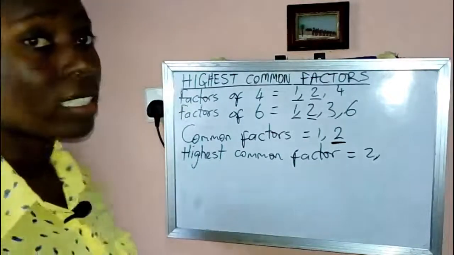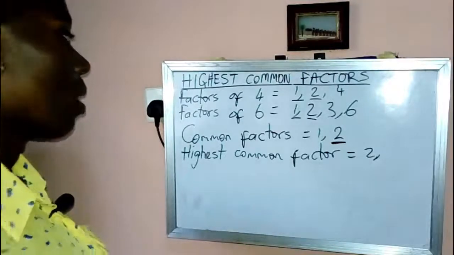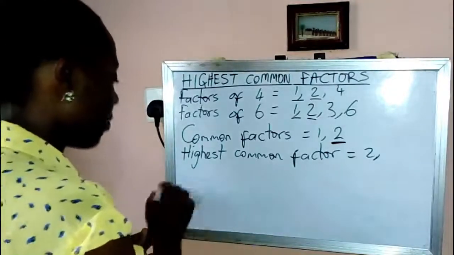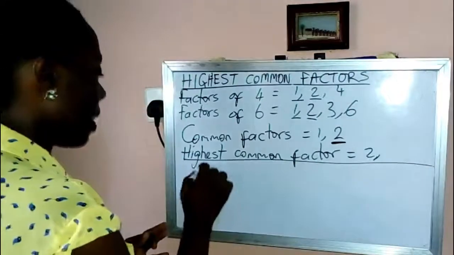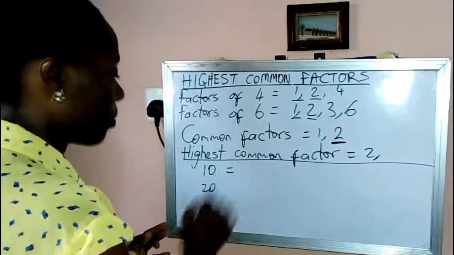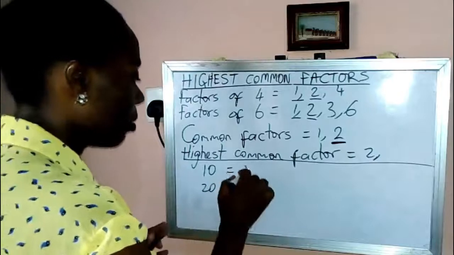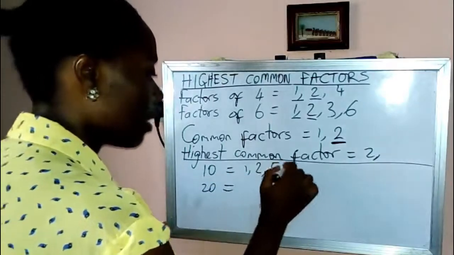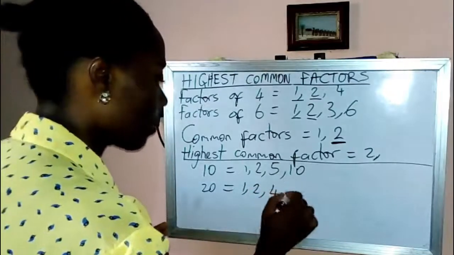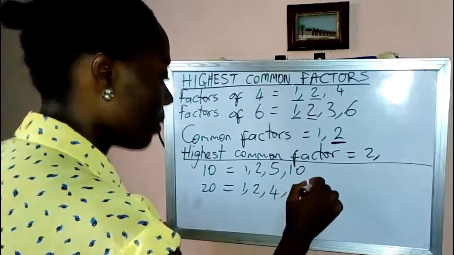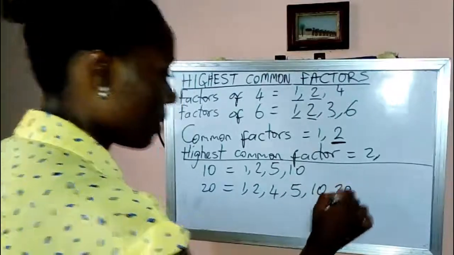Alright, so let's see more examples. Let's find out the factors of 10 and 20, for example. Factors of 10, we have 1, 2, 5, 10. For 20, we have 1, 2, 4, 5, 10, 20.